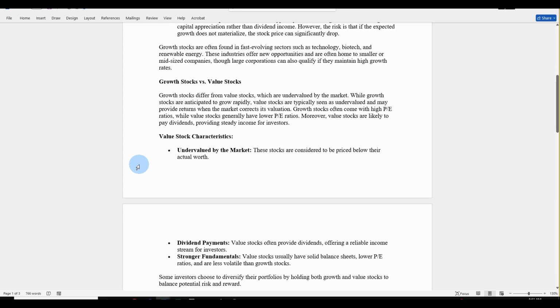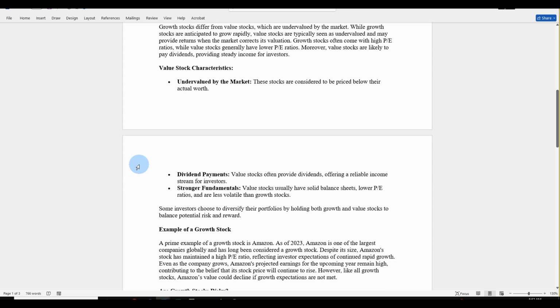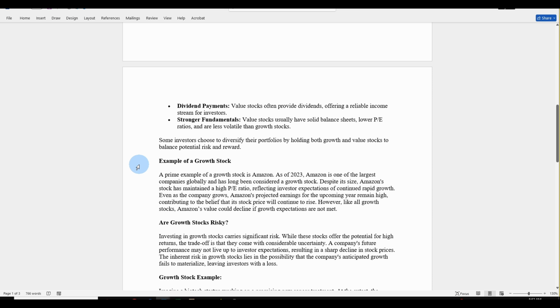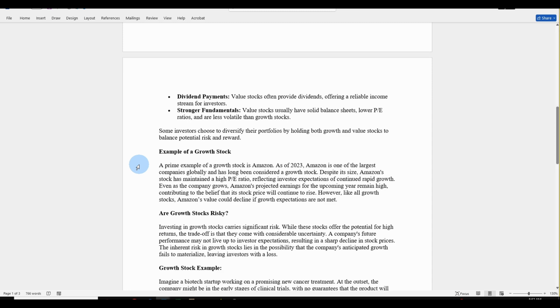Value stock characteristics. Undervalued by the market, these stocks are considered to be priced below their actual worth. Dividend payment. Value stocks often provide dividends, offering a reliable income stream for investors. Stronger fundamentals. Value stocks usually have solid balance sheets, lower price-earnings ratios, and are less volatile than growth stocks. Some investors choose to diversify their portfolio by holding both growth and value stocks to balance potential risk and reward.